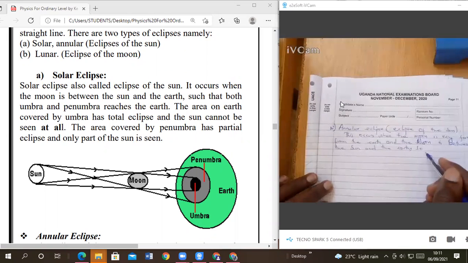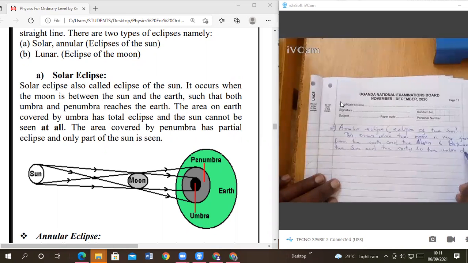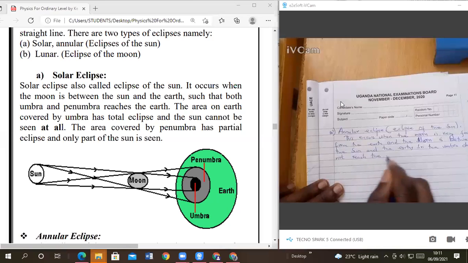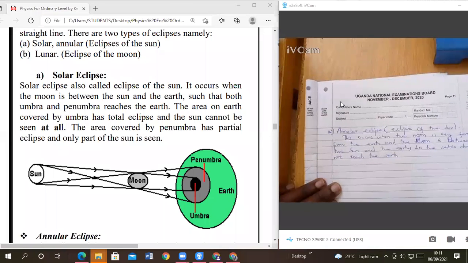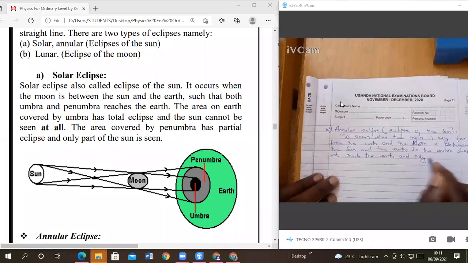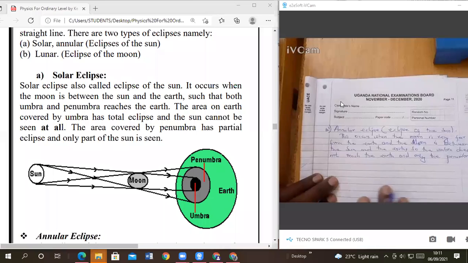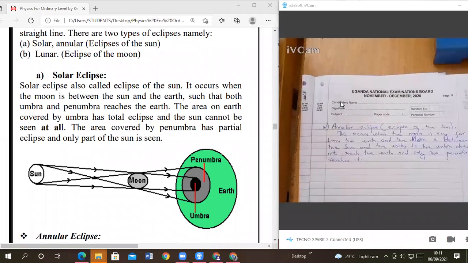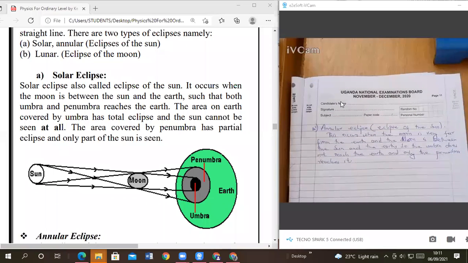Comma. So the umbra does not reach the earth. Does not reach the what? The earth. Does not reach the earth. And only the penumbra reaches it. Members, are we together on that?